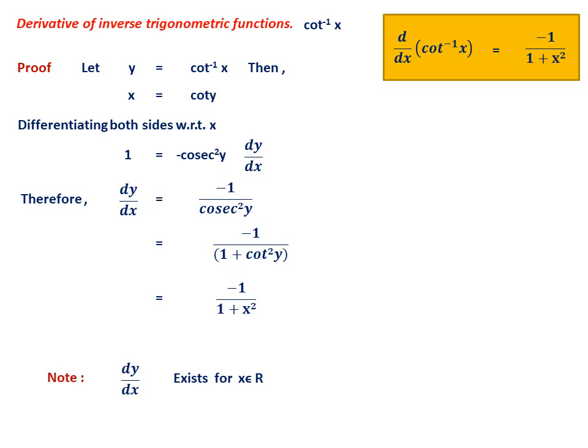Here also dy by dx is defined for all values of x, because 1 plus x square in the denominator is defined for all values of x. So this is the proof. Let us continue and prove the remaining two also.